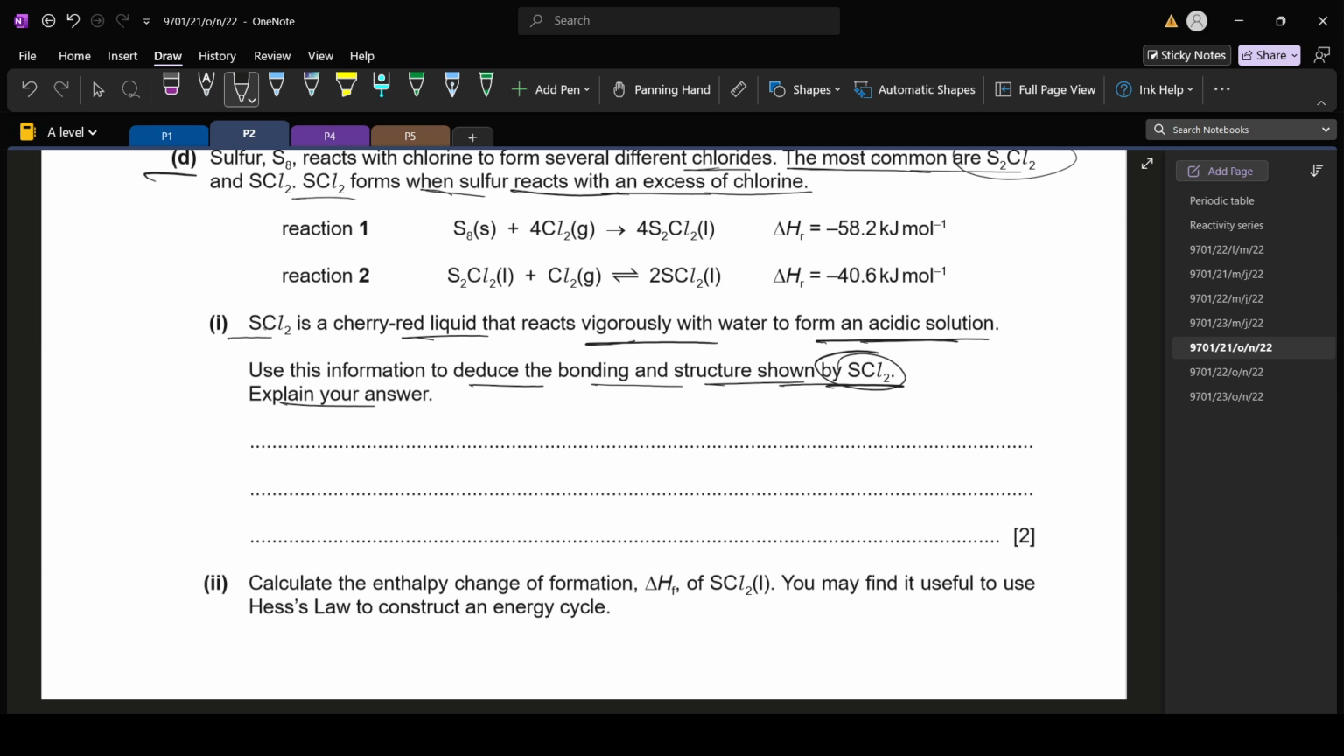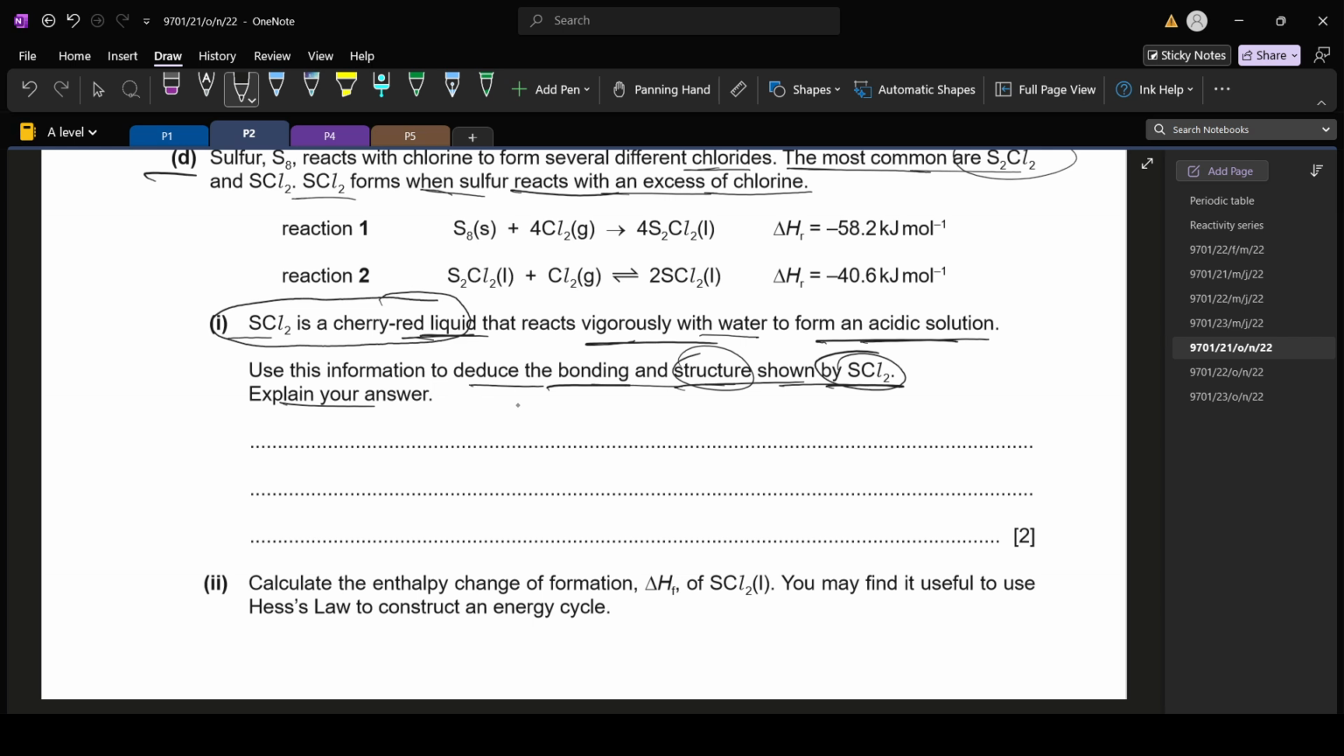Explain your answer. So it is a cherry red liquid. It is a liquid at room temperature. So this shows that it has a low melting point, and simple structures have low melting points. You know that, right? Simple structures have a low melting point. Giant structures have a very high melting point. So now you know that the structure is simple. Now the bonding. It reacts with water. Ionic solids don't react with water, they dissolve in water. So if it reacts vigorously with water, that shows that it has covalent bonding, because it is hydrolyzed by water.